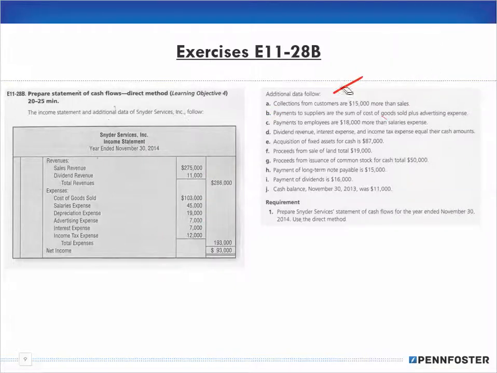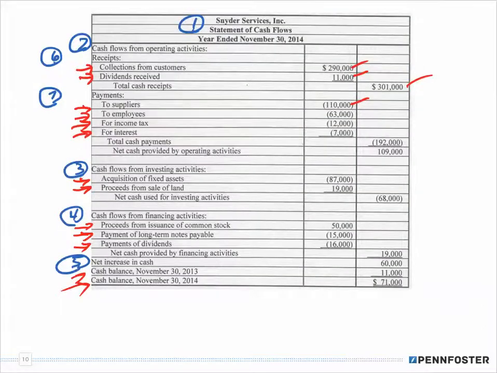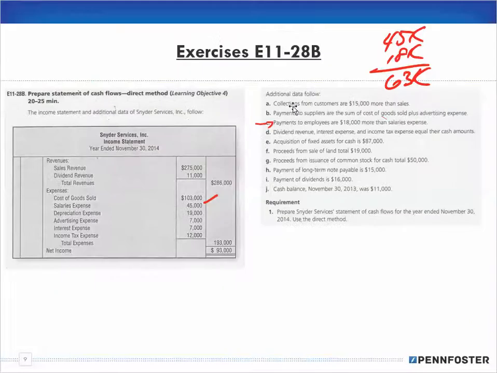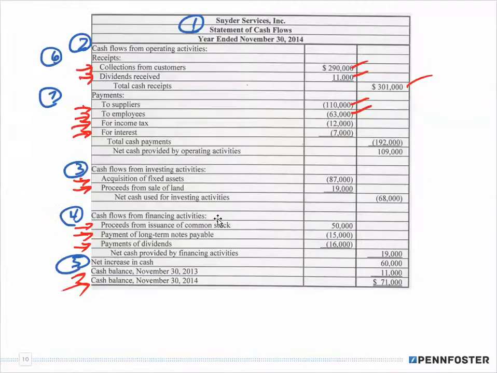are $18,000 more than salaries expense. So what's my salary expense? 45. So 45,000 plus my 18,000 gives me 63,000, and that's what I put for my payments to employees. Right there. Okay, for income tax, I have $12,000 for my income tax expense.